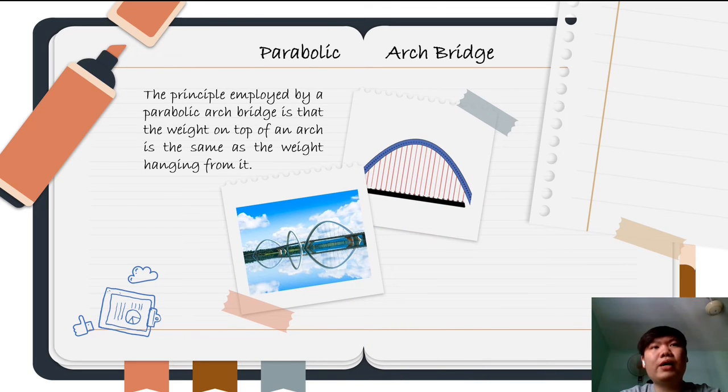The principle employed by a parabolic arch bridge is that the weight on top of an arch is the same as the weight hanging from it. Instead of applying weight onto the arch, the weight is hanging from the arch. In this case, the weight is contributed by the deck as well as the vehicles driving on top of the deck. Examples of the parabolic arch bridge in real world include the Juscelino-Kubitschek bridge.